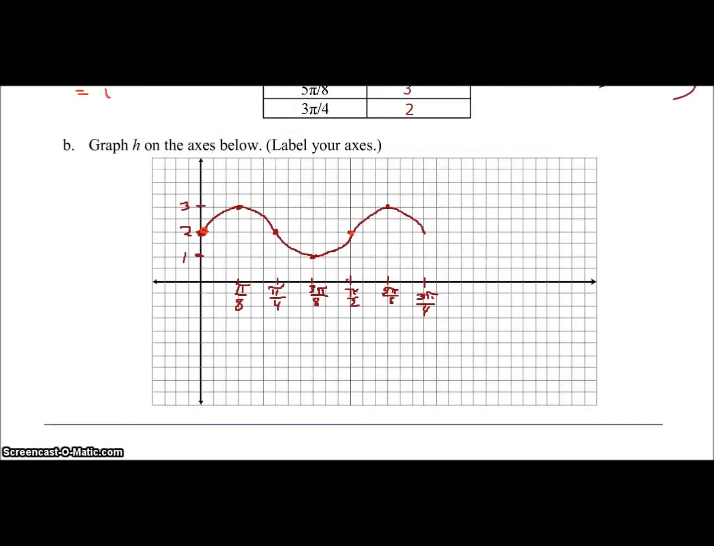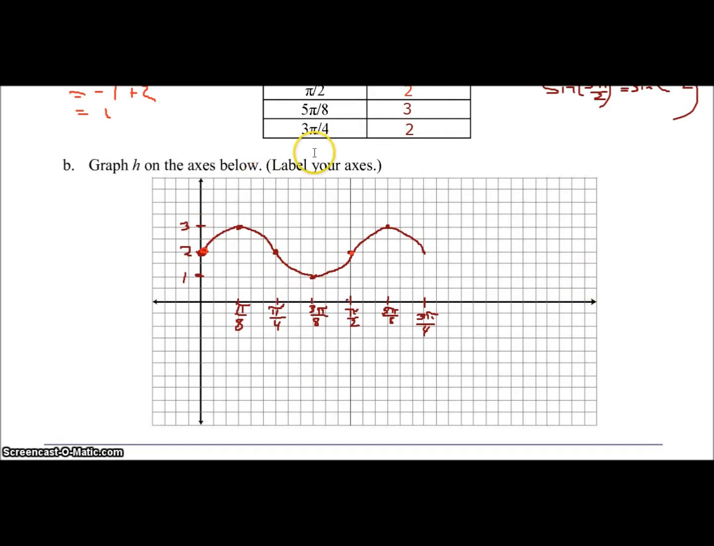What is the amplitude of h? The amplitude is the vertical distance from this line that I've called the center. So here is basically the center. And this vertical distance is the amplitude. That's 1 unit. You can see it's the same here. 1 unit. So the amplitude is 1.